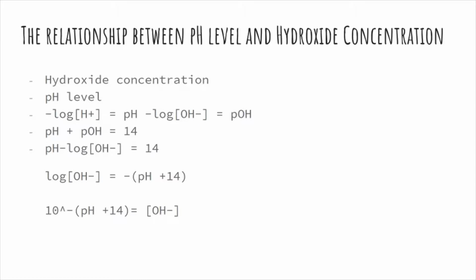To answer the question of how hydroxide concentration and pH of a substance are related, first of all, we need to understand that they are not directly related. From substituting pH for the negative log of the concentration of H plus in the equation pH plus pOH equals 14, we can see that pH minus log of the concentration of hydroxide ions equals 14.